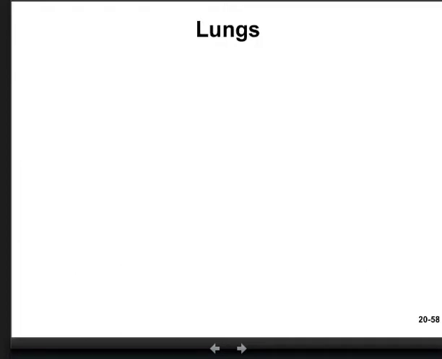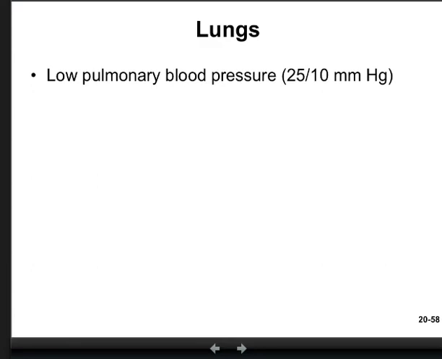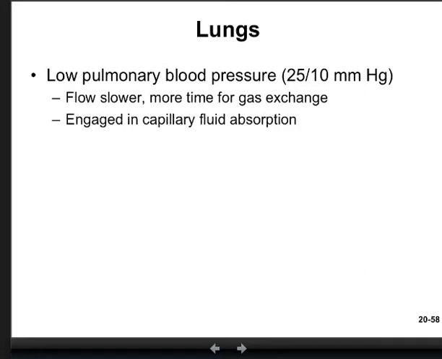Let's talk a little bit about the lungs. A low pulmonary pressure is found in the lungs. This is usually between 25 and 10 millimeters of mercury. The flow is slower. This allows more time for gas exchange, and it's engaged in capillary fluid absorption.